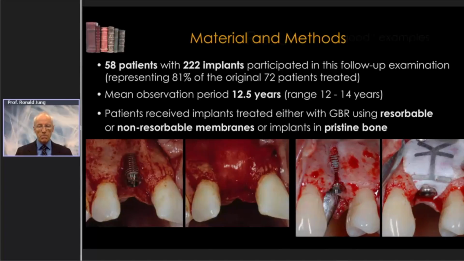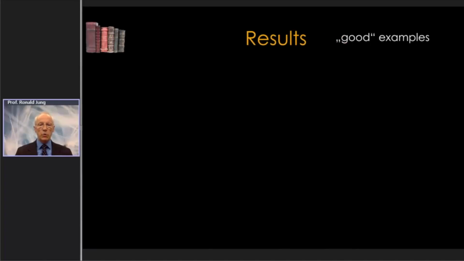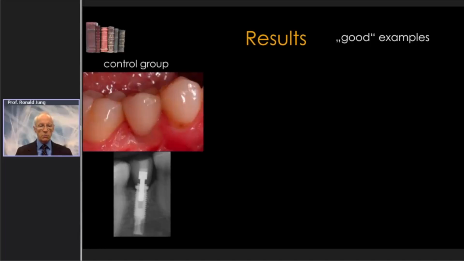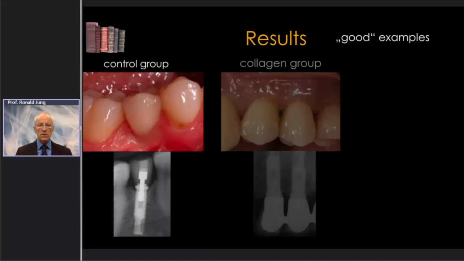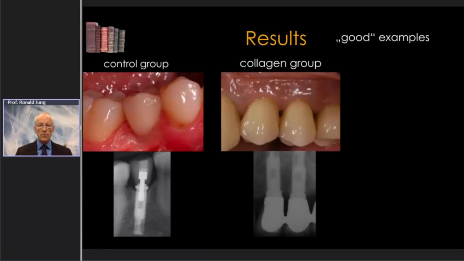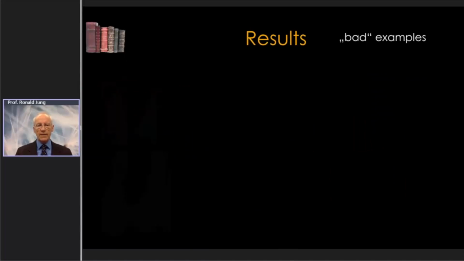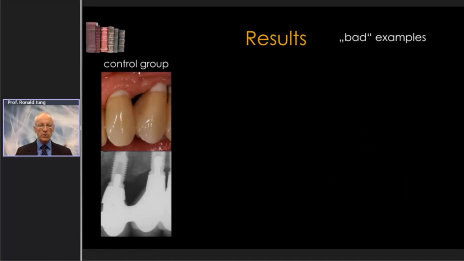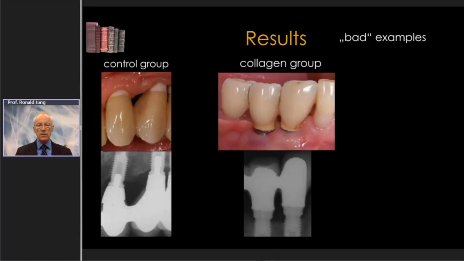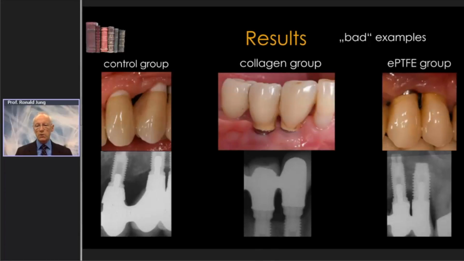Here are some clinical examples of good results. There's one in the control group, nice aesthetic result, good bone levels. There's one in the collagen group, same type, and one in the EP2FE group. There were at 12 years also some bad examples. So control group with recession, clinically, maybe not so much radiographically. Same here for a collagen group, and also some bone loss and an aesthetic compromise in the EP2FE group. But let's look at the values, pulling all the data together.